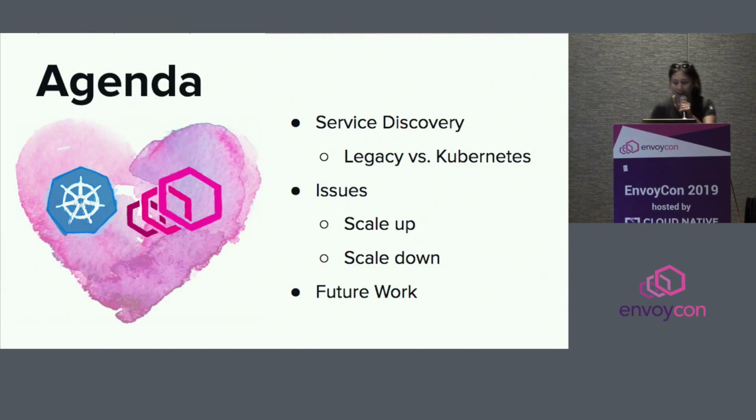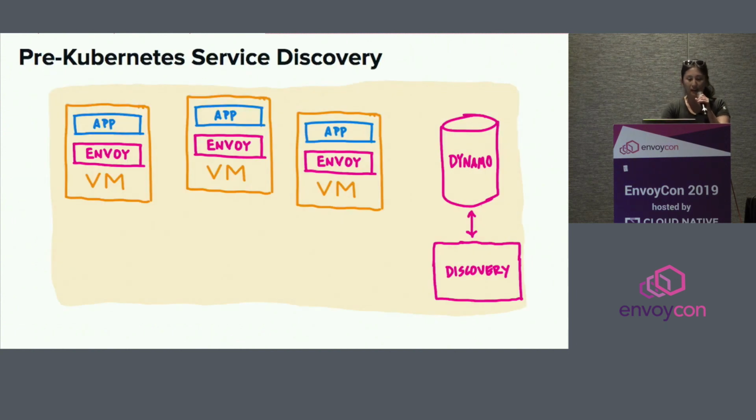So we separated the talk into 3 parts. First is giving you context of our service discovery architecture, legacy versus Kubernetes. We'll quickly go through that so you have the context to understand the issues. Then we broke up the issues into scaling up as well as scaling down in Kubernetes. And then we are going to close it all up with future work that's still left to do.